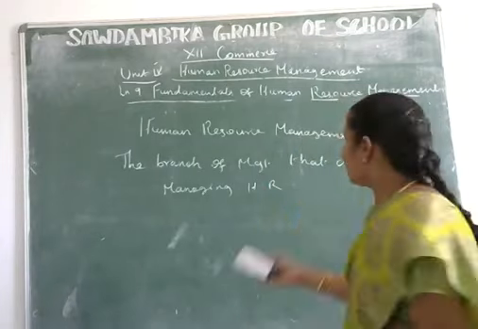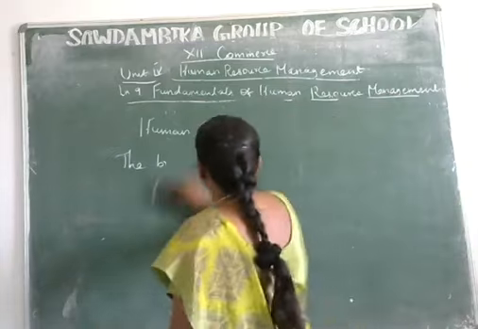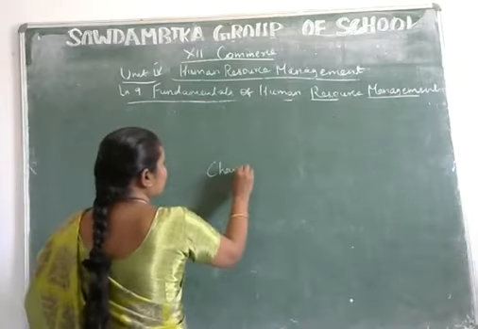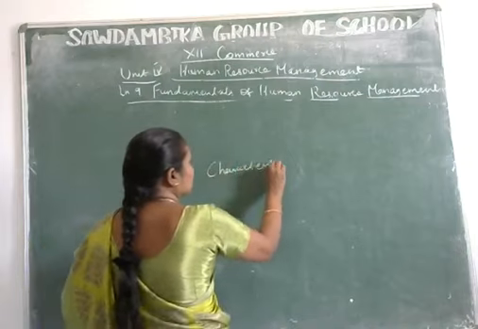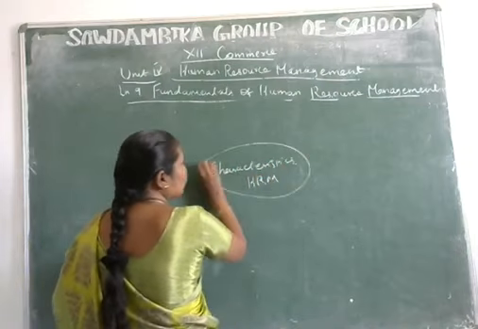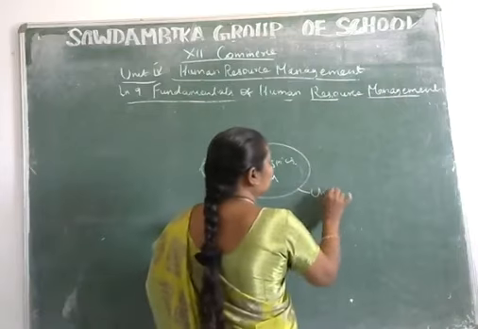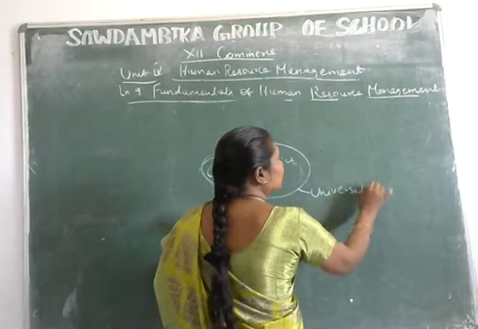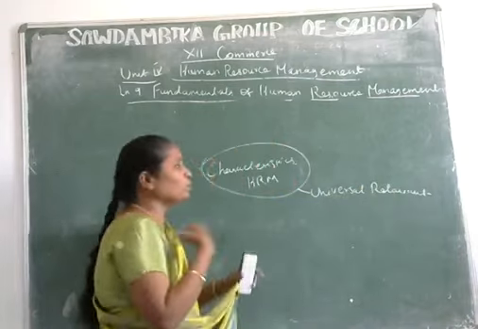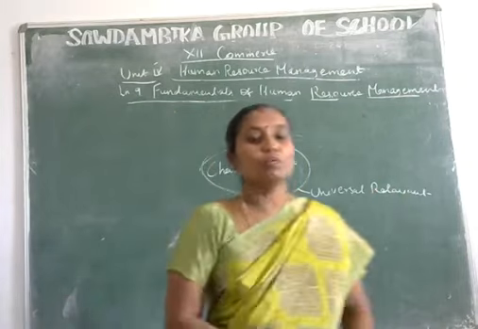So, what are the characteristics of human resource management? Characteristics of HRM. HRM is universally relevant. Universal relevance means the process of human resource management is a universally relevant concept.